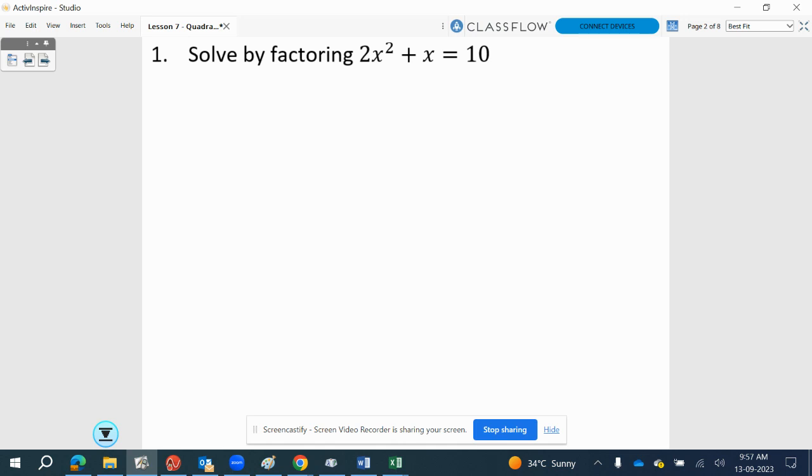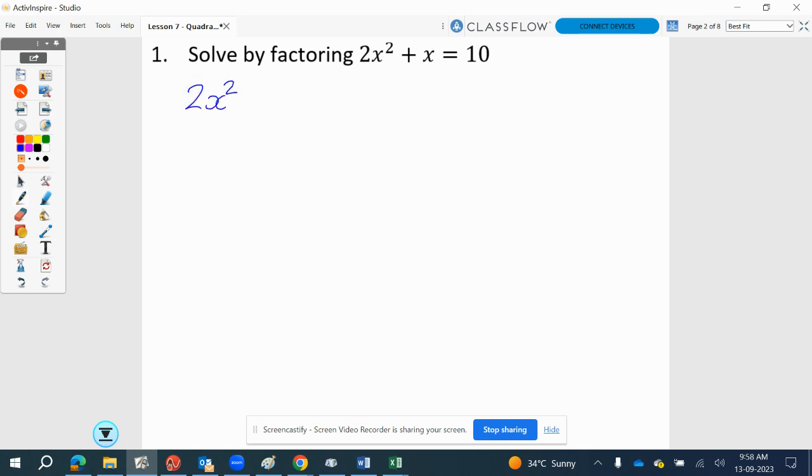A lot of you are getting it right, but you're writing things that are mathematically wrong. We can't have that. So the way we do this is we need to rearrange it into standard form. That looks fairly good. So we have 2x squared plus x minus 10 is equal to 0. And at this point, we're going to try and factor it.